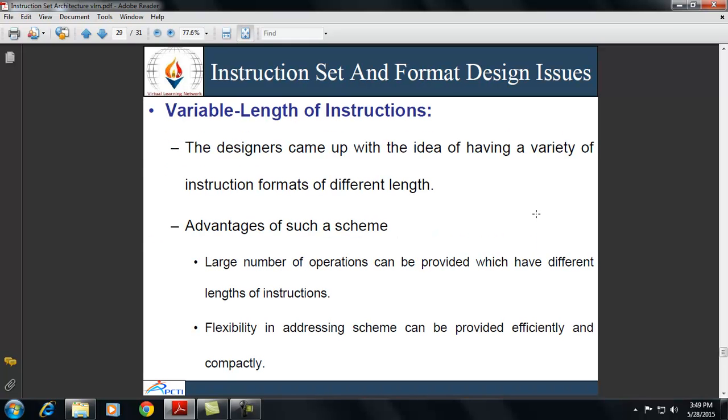So, this is all about variable length instructions and instruction set characteristics, instruction set design considerations, that is, operand data types, types of instructions and number of addresses in an instruction, different addressing schemes, and instruction set and format design issues. That's all for this session.